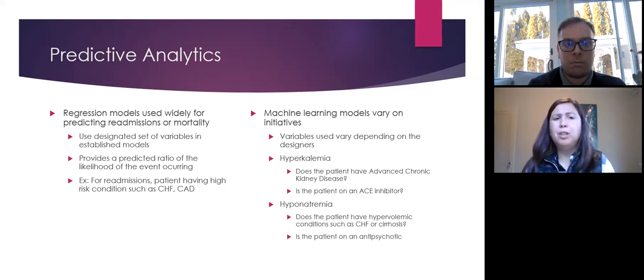The regression models really are taking a designated set of variables with different weights in very established models. We've had regression models around for a really long time, so we know what they do. They provide a predicted value and likelihood of an event occurring. And with that value, you can compare what your actual result was to the predicted. And you can see, well, am I performing better or worse than what a model predicted for my readmission?